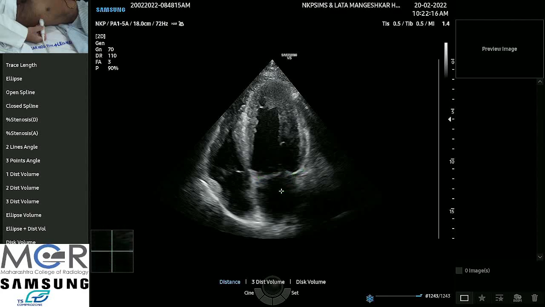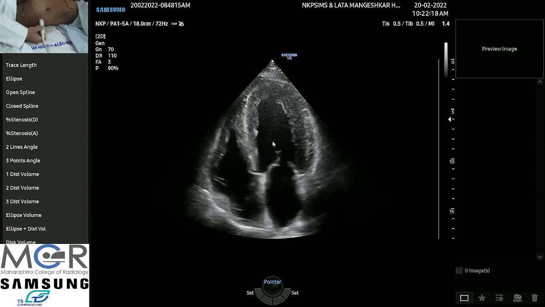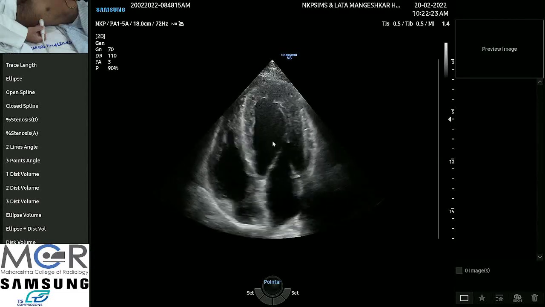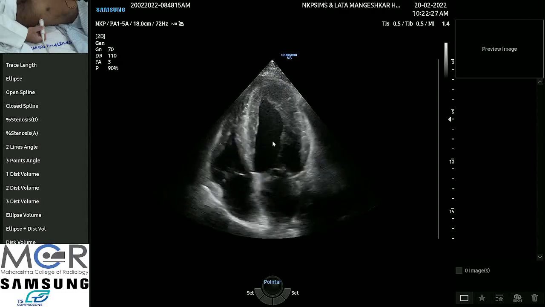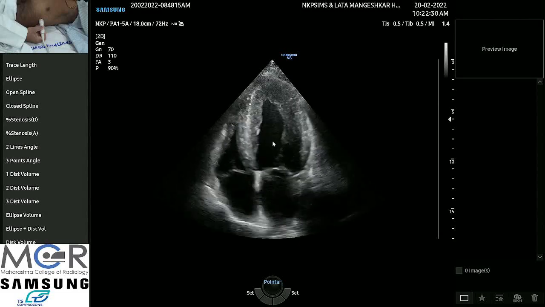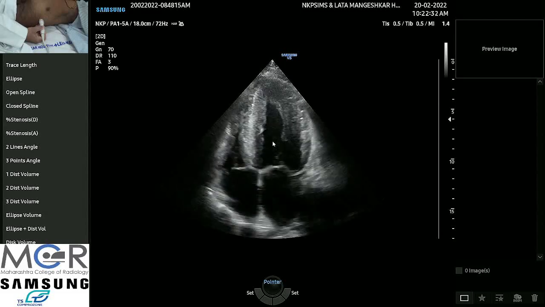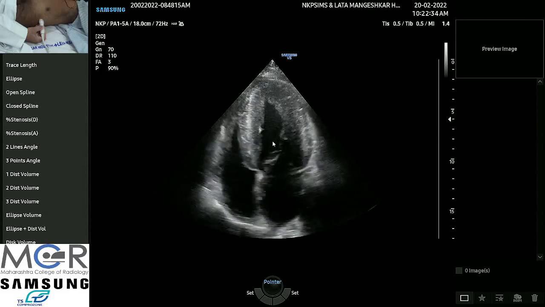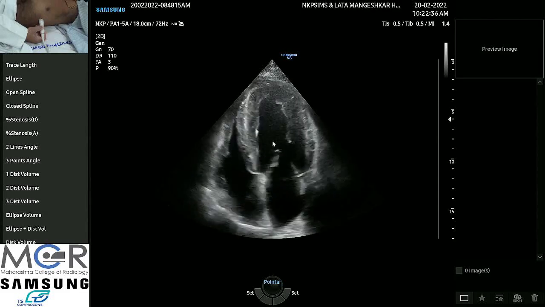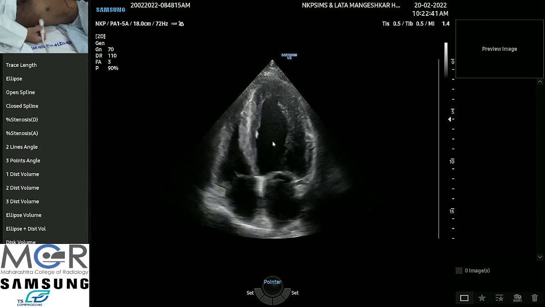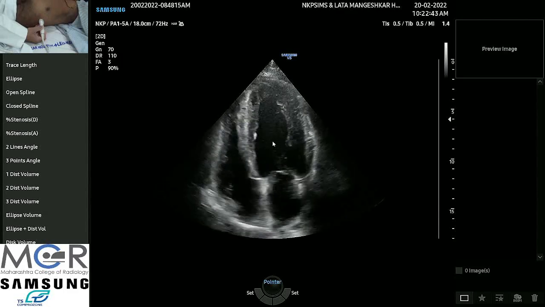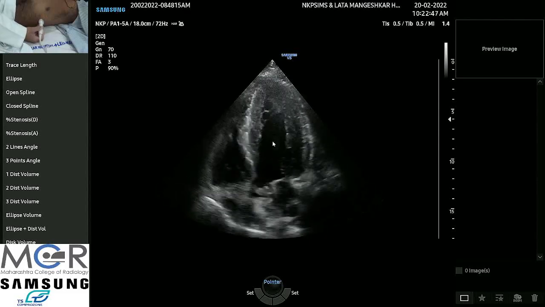Here you can study how the left ventricle is contracting, how the right ventricle is contracting, how the valves are opening and closing. Unfortunately this is not a normal patient, but he has left ventricular hypertrophy. You can see a left ventricle which is thick enough, a very thick left ventricle. When you see such a thick left ventricle, then you look for the aortic valve.